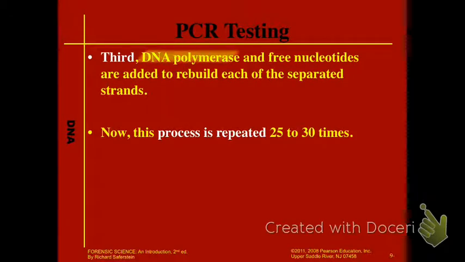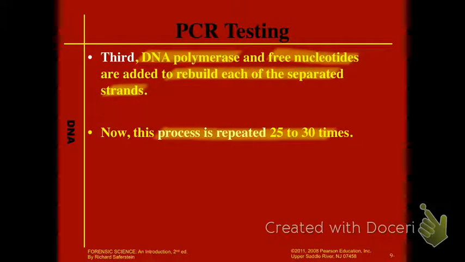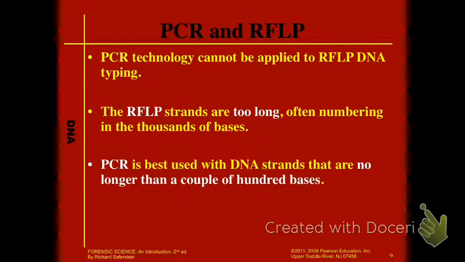Then we add in DNA polymerase, which makes new DNA, and the free nucleotides, just like the process happens in a cell. These are used to rebuild each of the separated strands. And this process is repeated over and over again, 25 to 30 times. Since we're doubling the DNA every time, it's exponential growth. It's a really fast process.